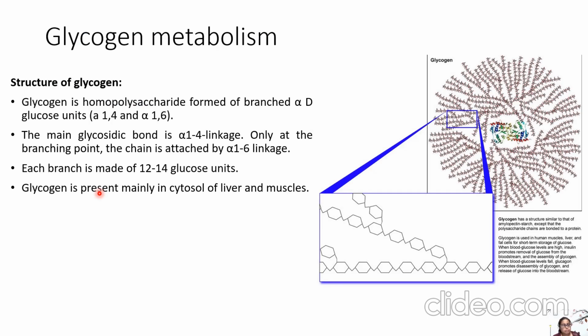So, glycogen metabolism. This is the structure of glycogen. Glycogen is a homopolysaccharide formed of branched alpha-D-glucose units. The main glycosidic bond is the alpha 1,4 linkage. Only at the branching point is the chain attached by an alpha 1,6 linkage. Each branch is made up of 12 to 14 glucose units. Glycogen is present mainly in the cytosol of liver and muscles.